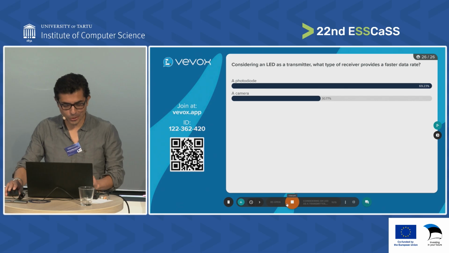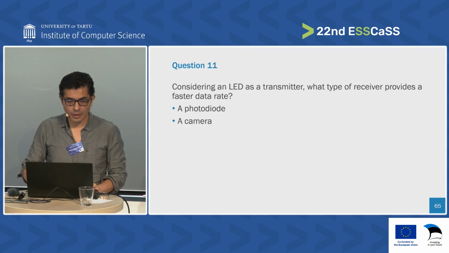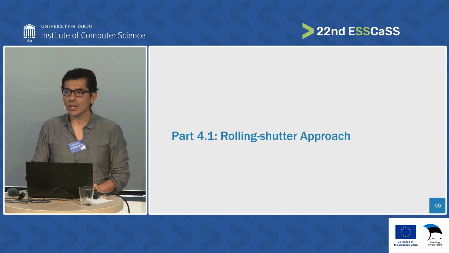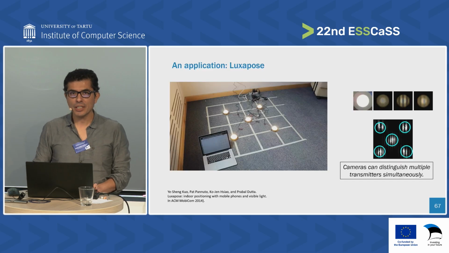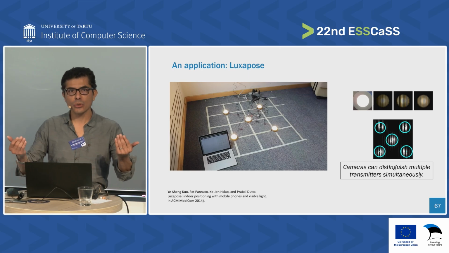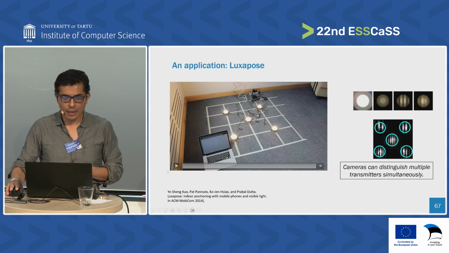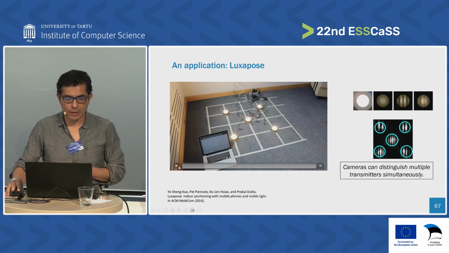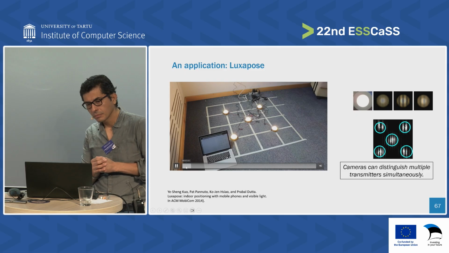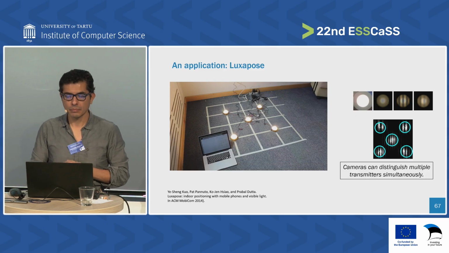So now we are going to go back into the presentation. The rolling shutter approach. First, let me tell you how you can use this. So the goal of these lectures is not only that you learn some new methods, but if you want, maybe you can start implementing them. And this was one demonstration done at a very good venue. This is our demo submission for MobiCom 2014. This parallels our paper on indoor positioning using mobile phones and LED lights called Luxapose.